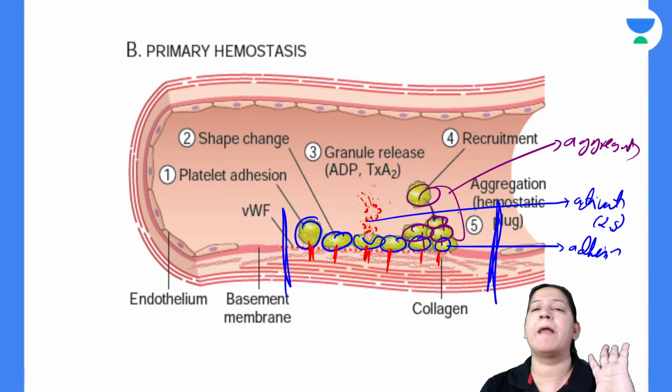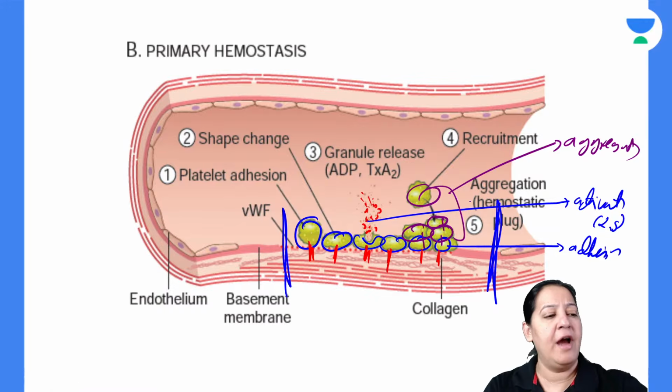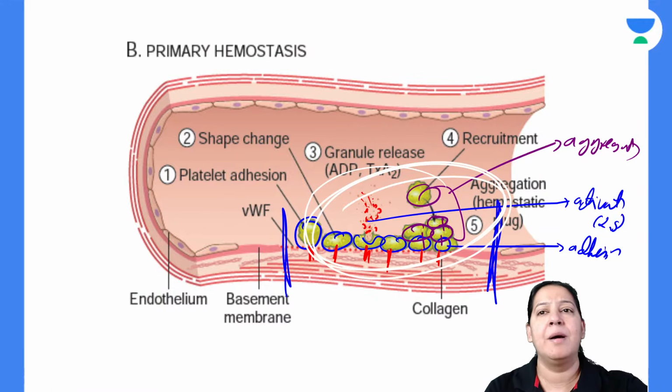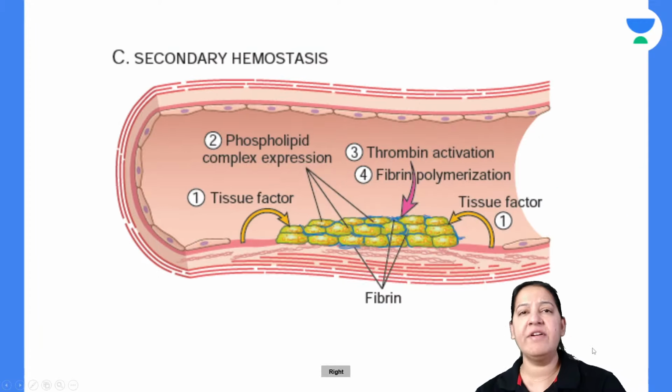So ultimately, a clot is formed. Can you see a clot? Of course, you can see a clot. This clot is known as primary clot, which is made up of platelets. Everyone give me a thumbs up.